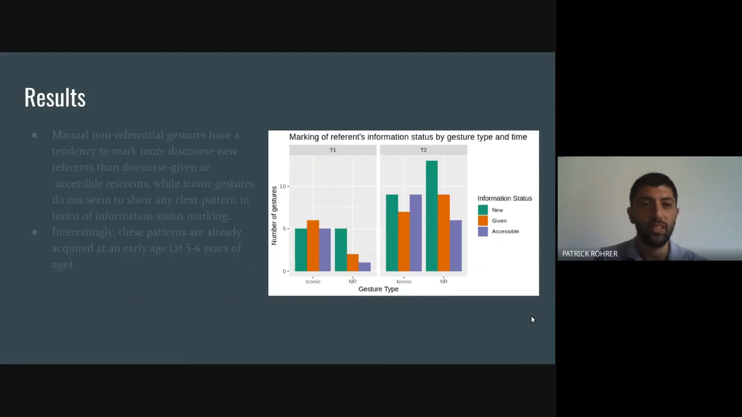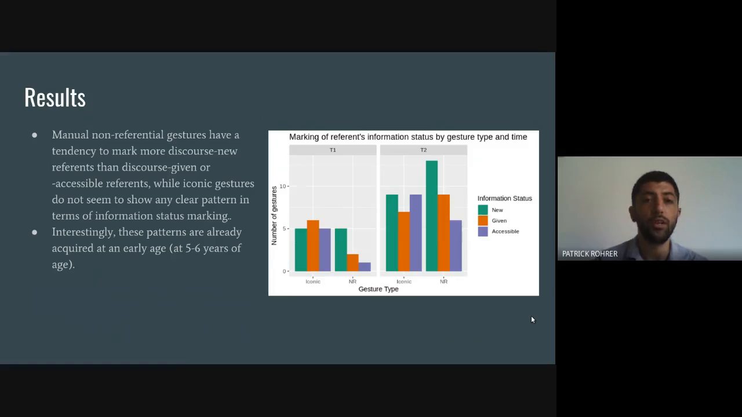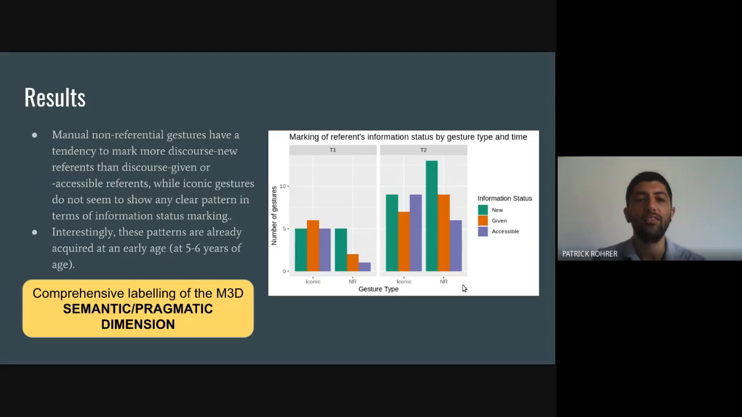And what we found was that manual non-referential gestures have a tendency to mark discourse new reference more often than discourse given or accessible reference. Meanwhile, iconic gestures don't really seem to show any clear pattern. And interestingly, these patterns are already acquired at an early age. So this time 1 is at 5 years of age. Already this pattern is there. And then 2 years later, the pattern is still there. And this was found thanks to the comprehensive labeling of the semantic and pragmatic dimension.